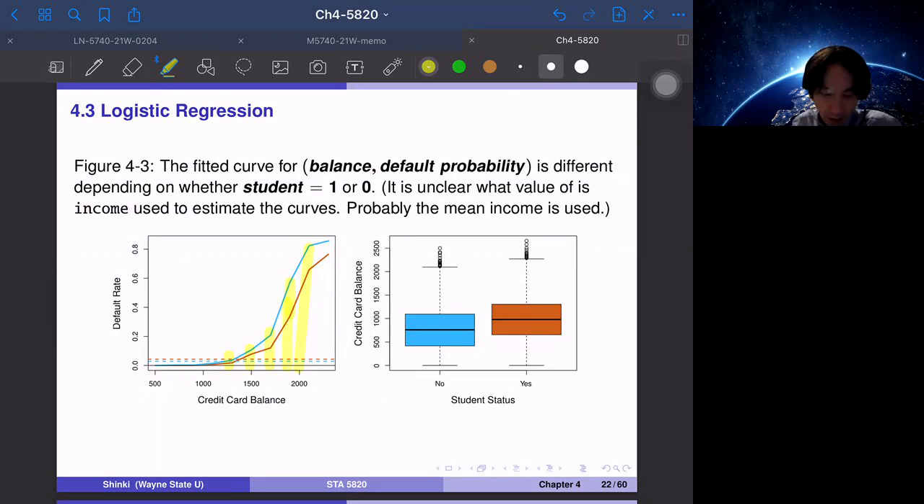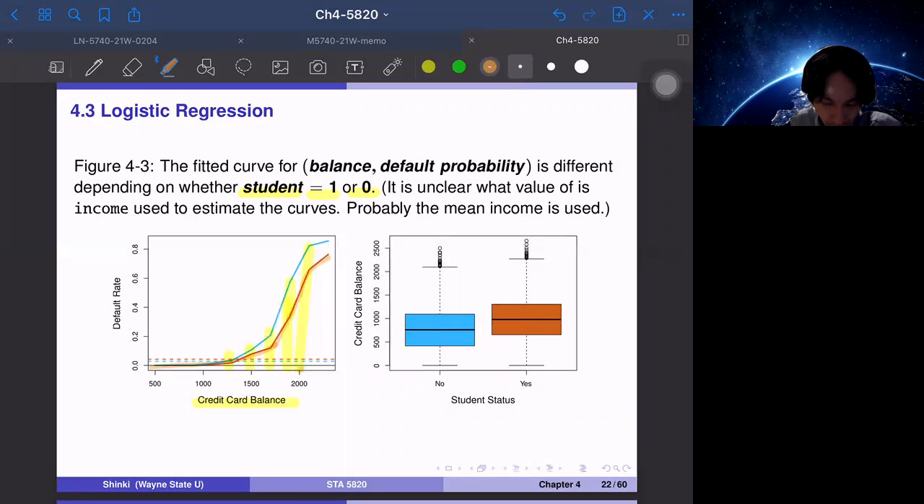Yeah, so, but basically, given all predictors except for balance, the default rate becomes the logistic curve. But the logistic curve is different if we think about two groups, the student and non-student. Students generally have a slightly lower default probability if we account for balance. So you can see that this graph is a little below the blue graph.